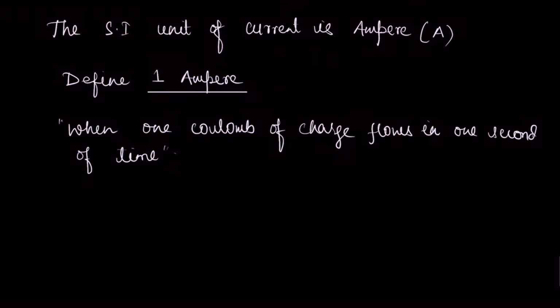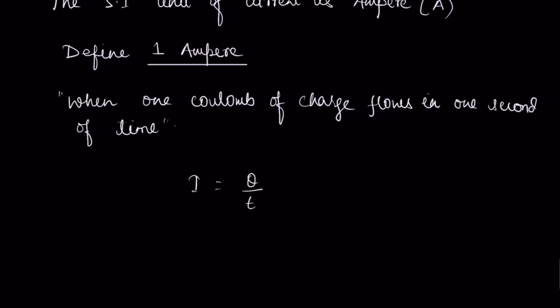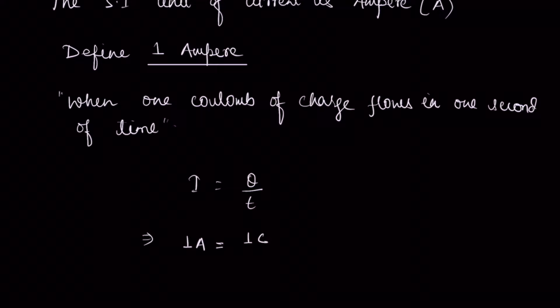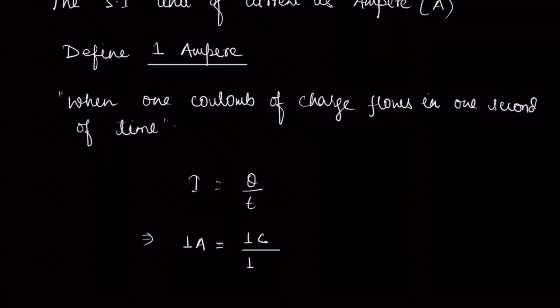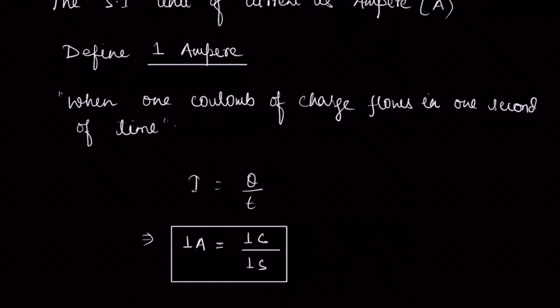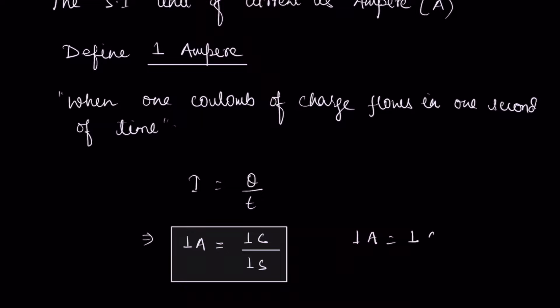So we know that I is equal to Q by T. SI unit of current is ampere. SI unit of charge is coulomb. And the SI unit of time is second. So 1 ampere is defined as when 1 coulomb of charge moves in 1 second, then it is said to be 1 ampere. So 1 ampere is equal to 1 coulomb per second.